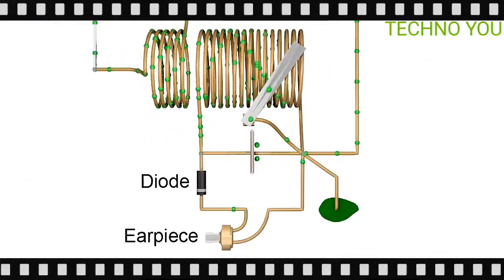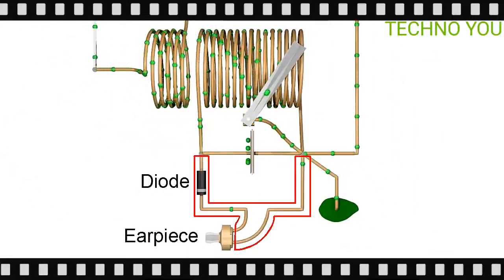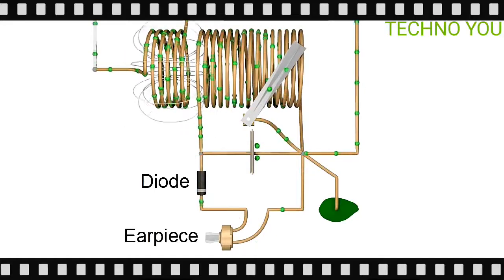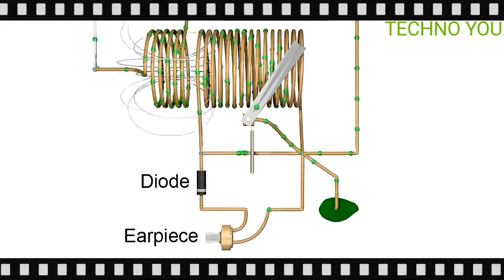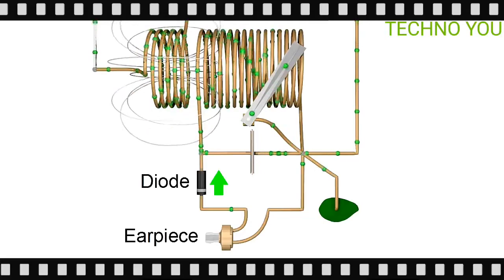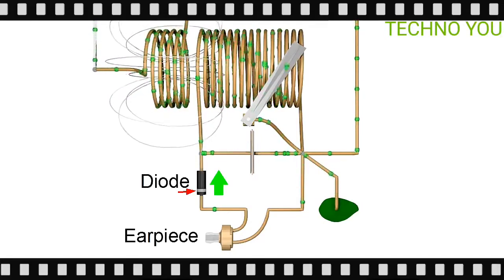The next parts are the diode and the earpiece. Notice that together they're both connected to either plate of the capacitor. What's special about the diode is that it allows electrons to flow in one direction only, in this direction. You can tell which direction because of the line drawn nearer one end.